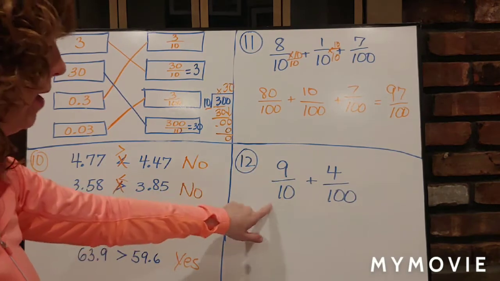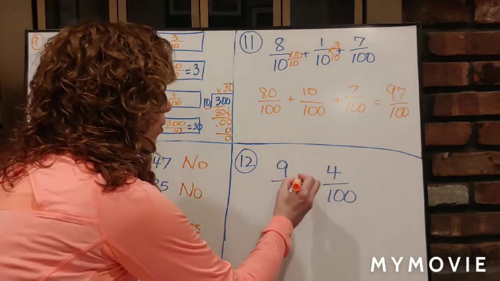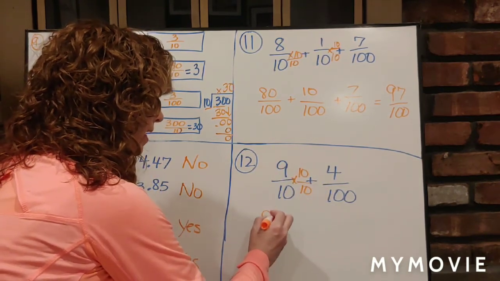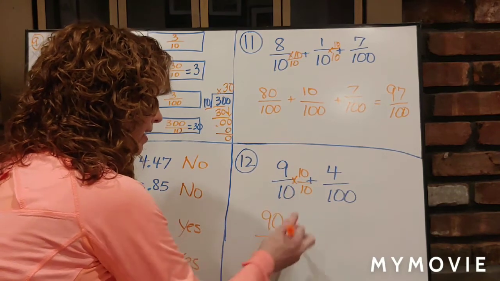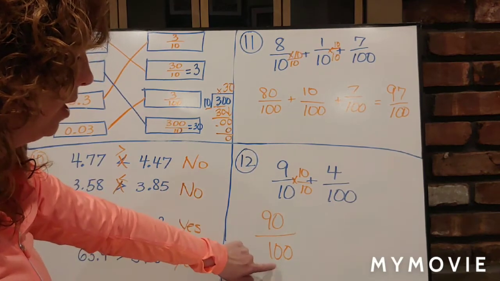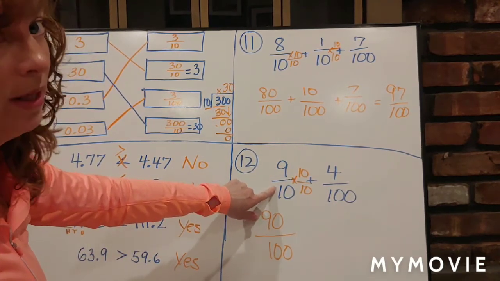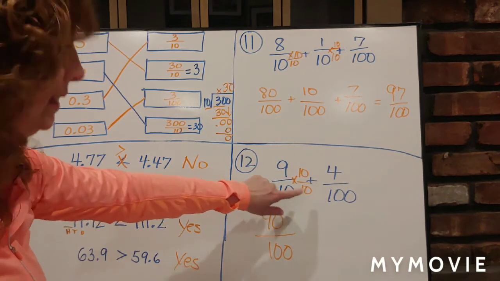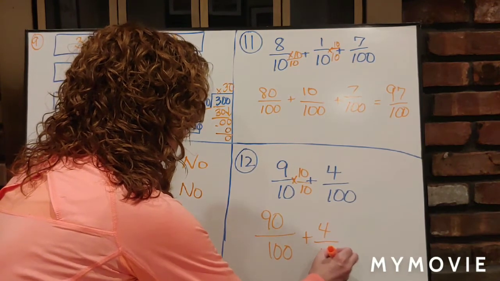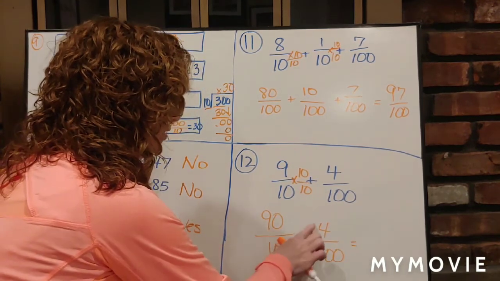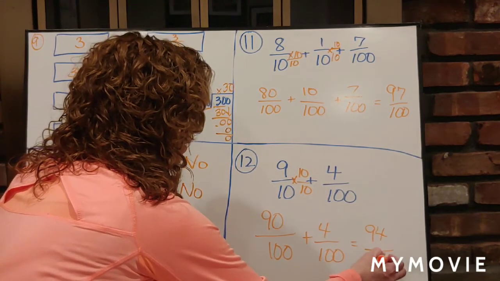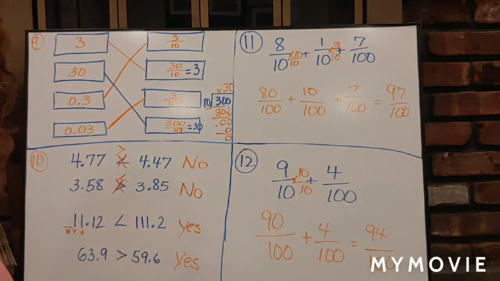All right, number 12 is the same. We have to add these two, so we have to change this one. We're going to multiply top and bottom by 10. So 9 times 10 is 90. 10 times 10 is 100. And if you're wondering, remember how I got 10? I need my bottom number to be 100. So 10, the only number I can multiply this by to get 100 is 10. 90 plus 4 is 94, and then the bottom number stays the same, denominator stays the same, so it's 94 hundredths.